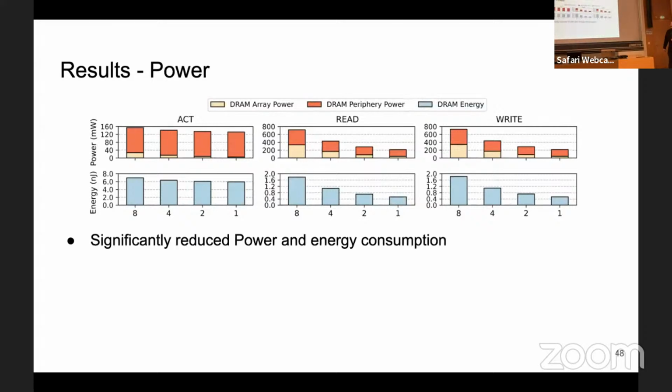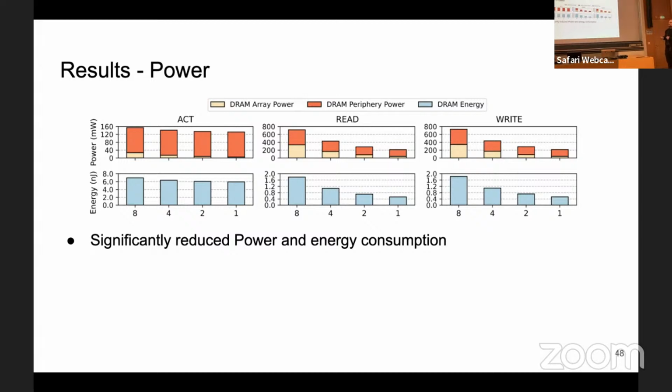Okay, so now the power results in general, this was one of the main things that the authors cared about. Power improves consistently. So what we have here is diagrams that measure the maximum power draw for activation, read and write commands, for commands that read 8 sectors, so basically just a normal cache block read, all the way down to only 1 sector. So basically the maximum application of sector DRAM. And on the bottom, you see how much energy these things draw. So energy is power times time, basically.